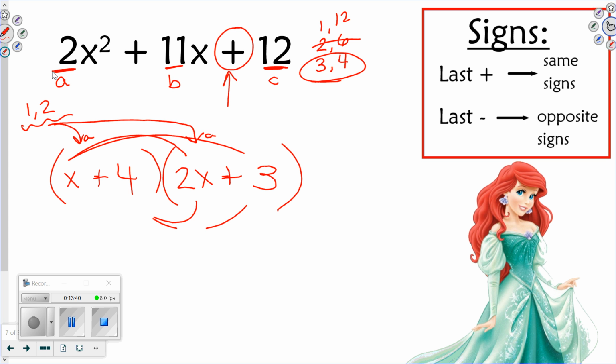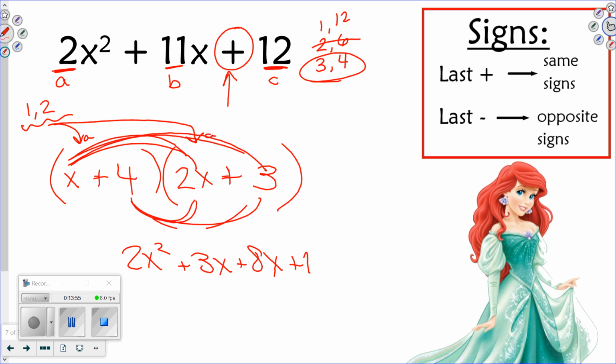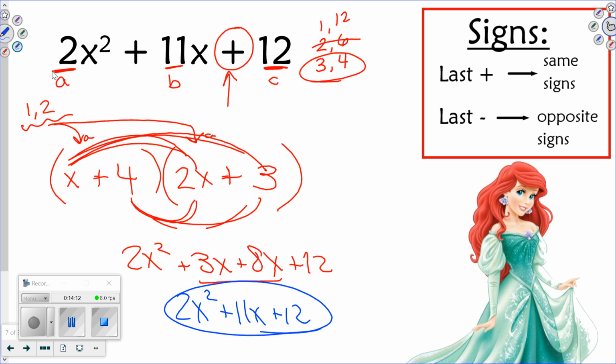I like that. So x times 2x is 2x squared. X times 3 is 3x. 4 times 2x is 8x. And 4 times 3 is 12. How did we do? Yes, 3x and 8x made 11x. So what is the answer? This is what kills me. Students will do this. They'll multiply all this. They're like, yes, 2x squared plus 11x plus 12. There's my final answer. That's the problem we started with.